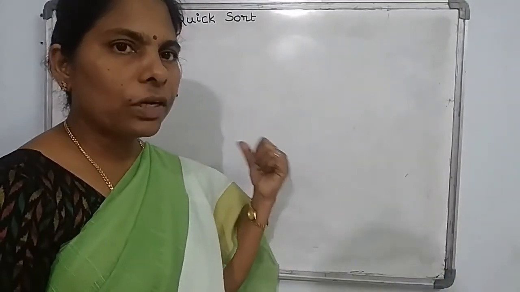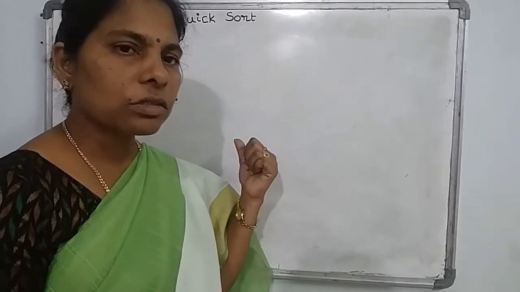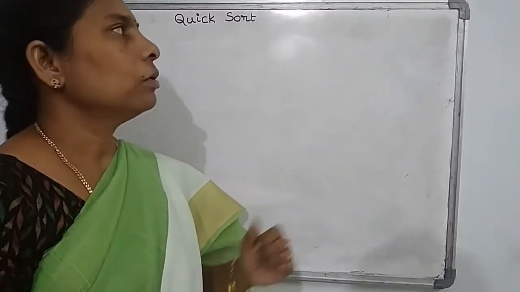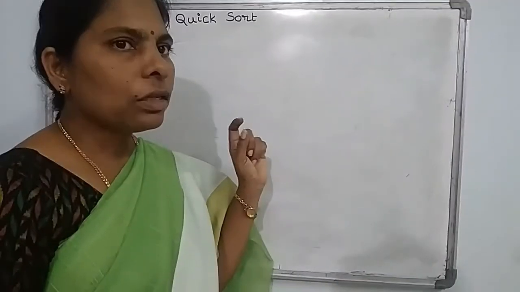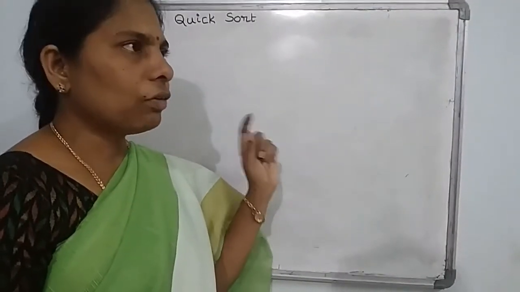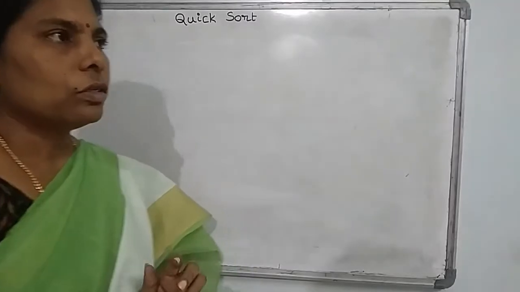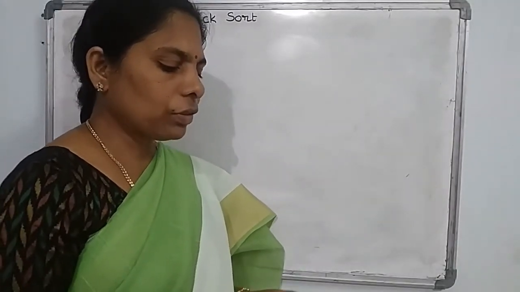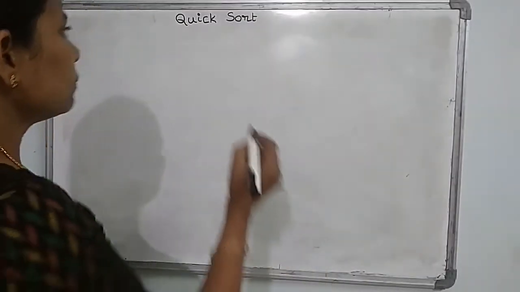Now, quicksort is also used for sorting the elements in an array. So in that we have the divide and conquer approach. So how to do this? We have the array elements.